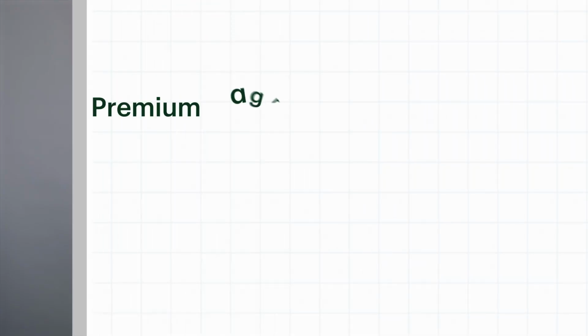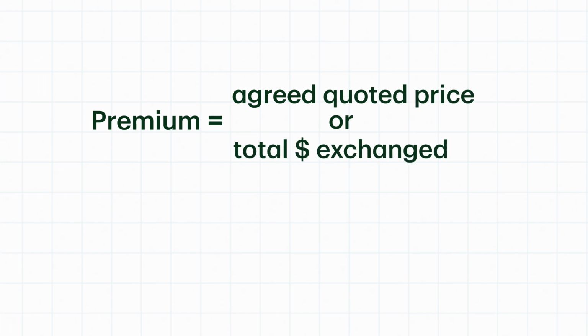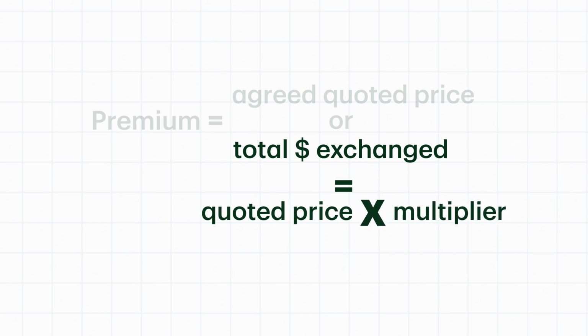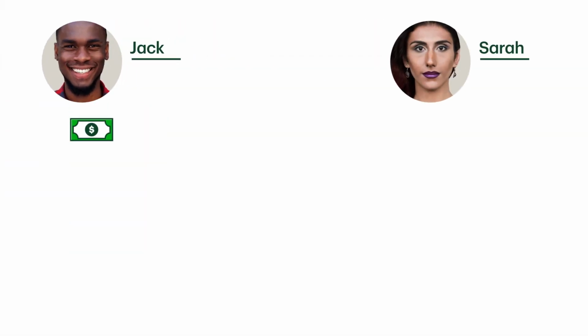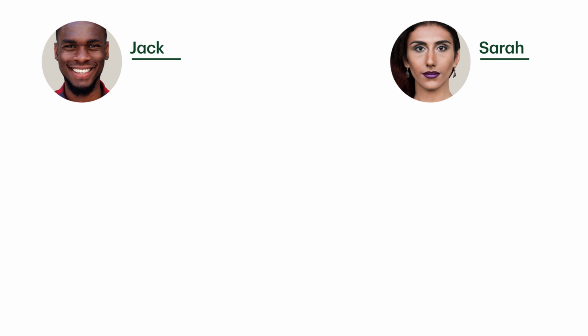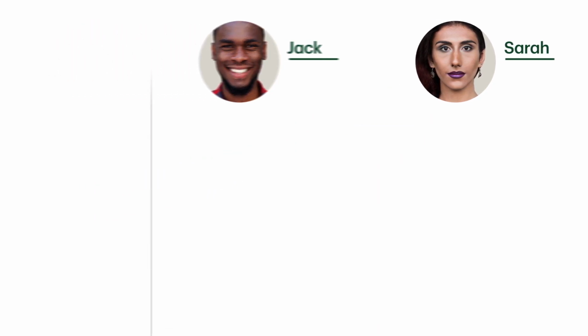The premium can be expressed as the agreed upon quoted price or the total amount of dollars exchanged. The total amount of dollars exchanged is the quoted price multiplied by the multiplier. For example, Jack and Sarah agree to a price of $1 for their trade, and the multiplier is 100. This means that Jack, as the buyer, pays Sarah $100. So what does the contract entail?